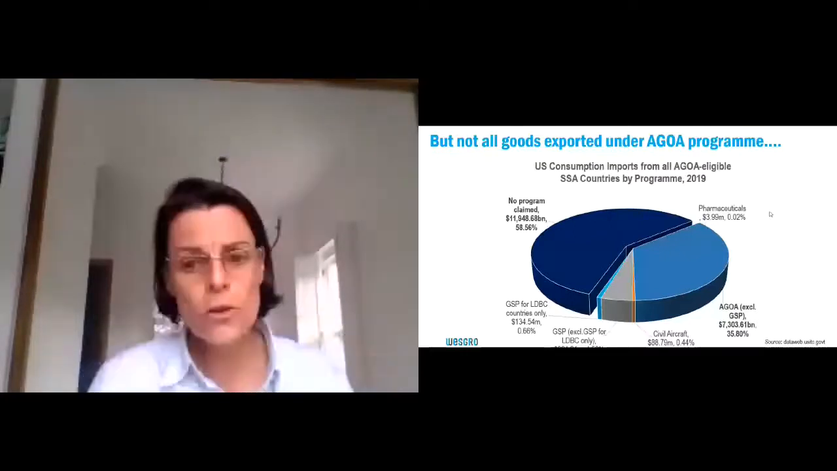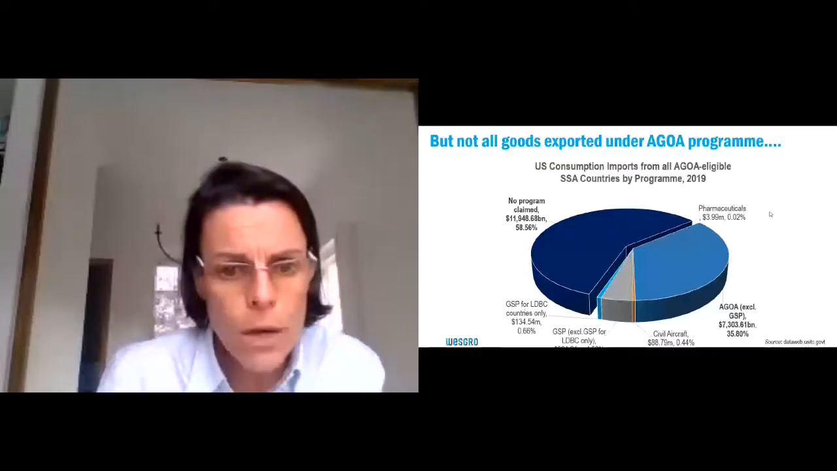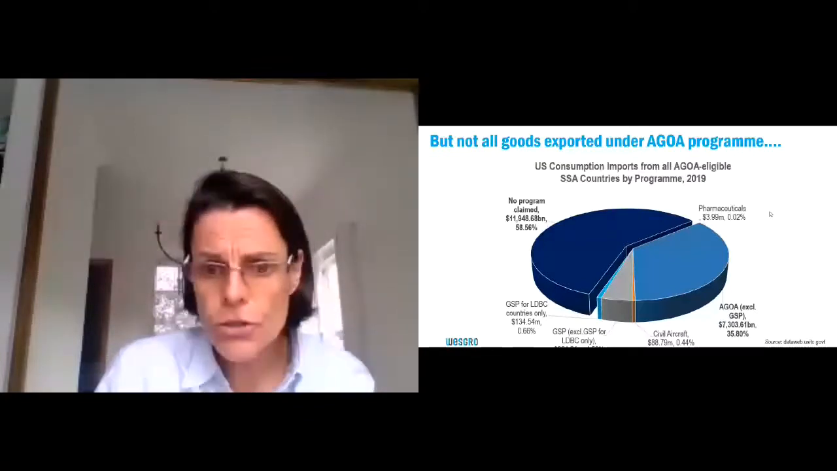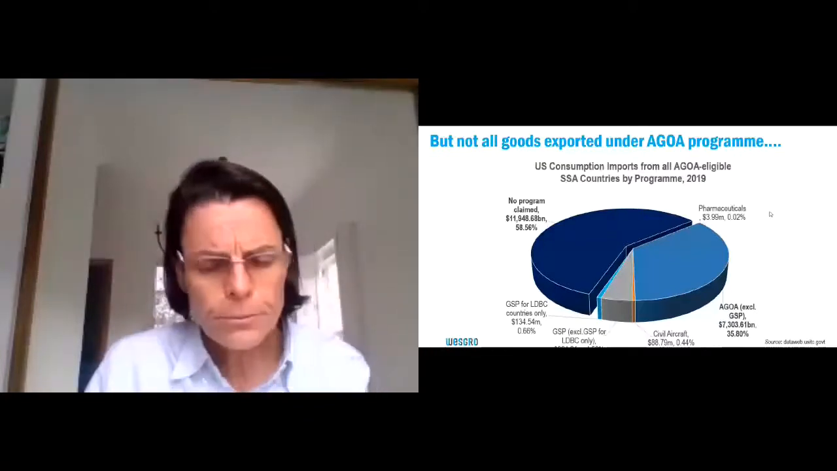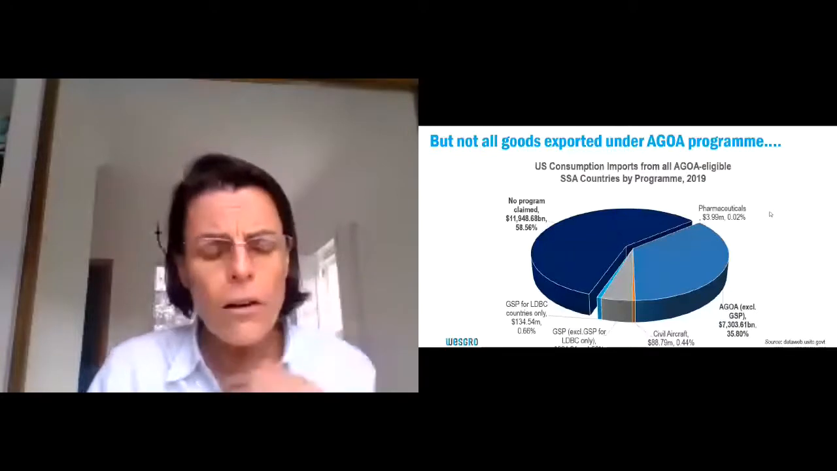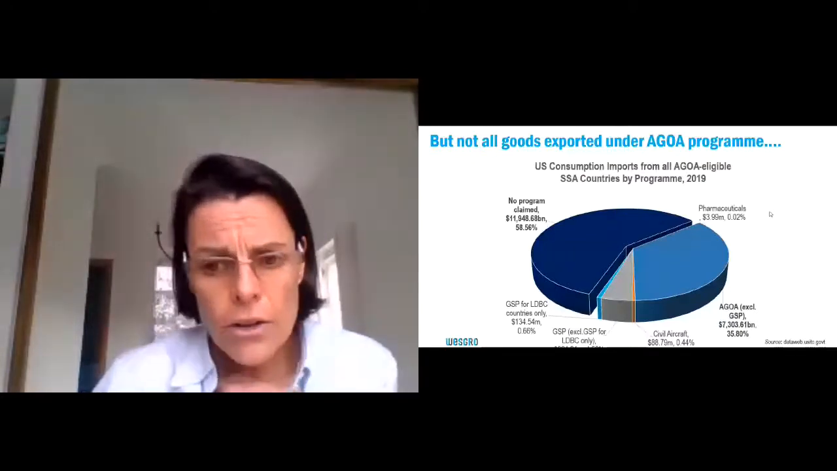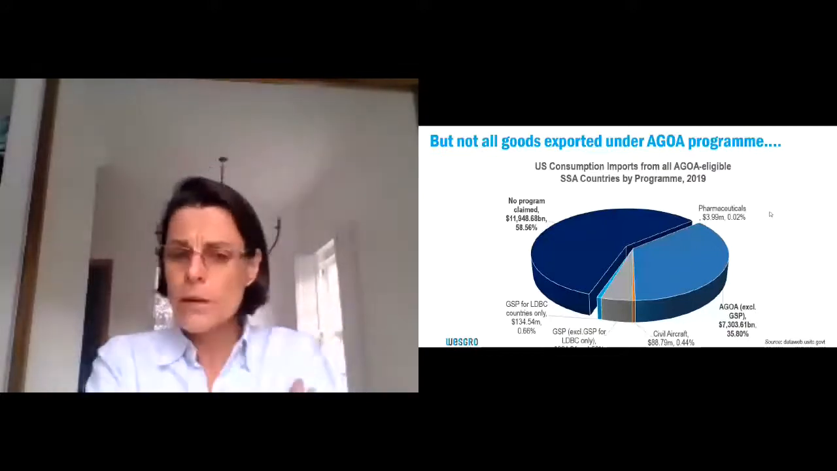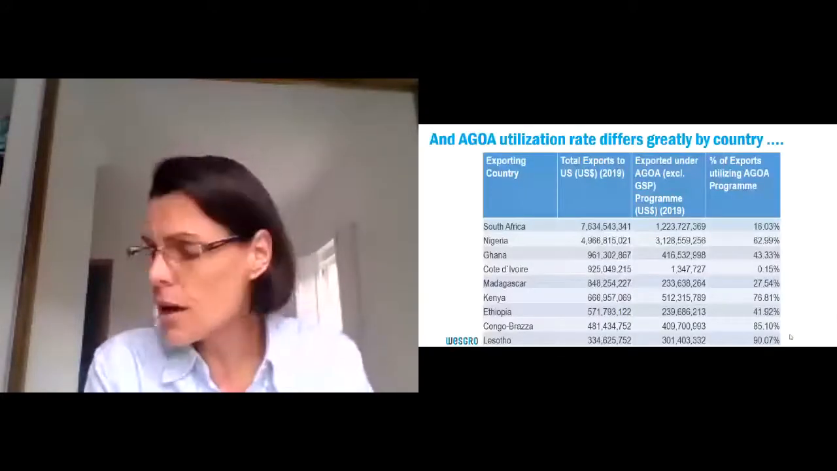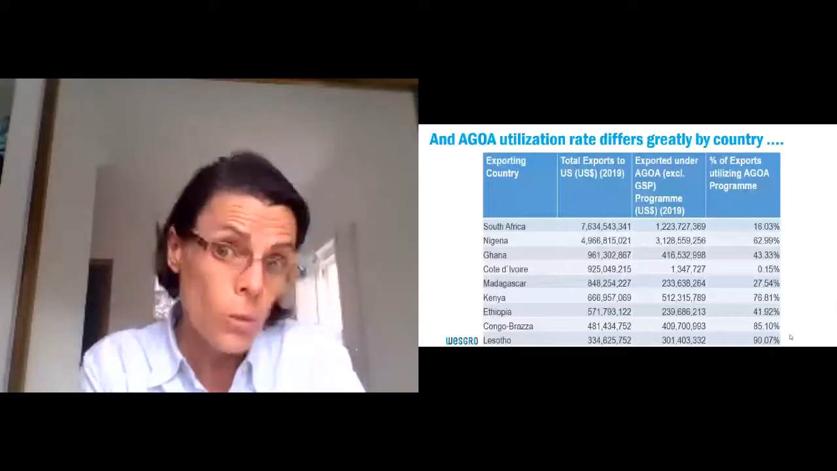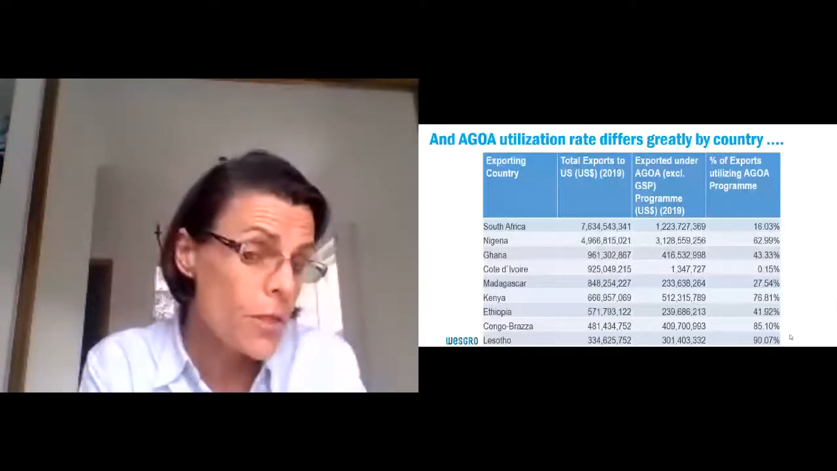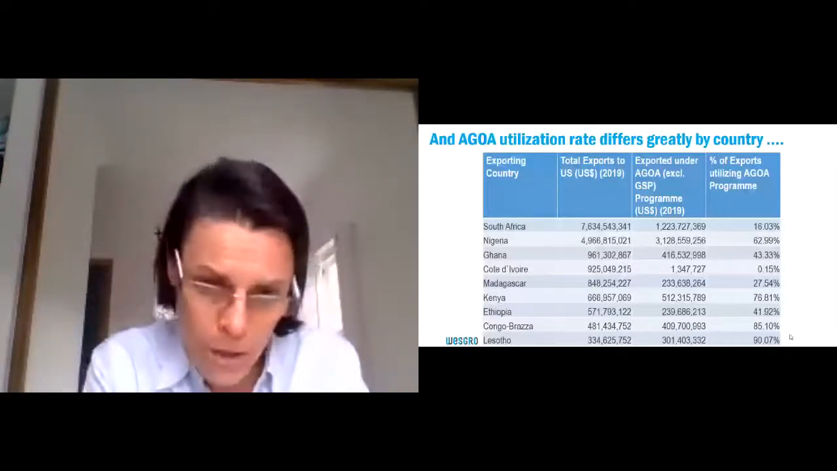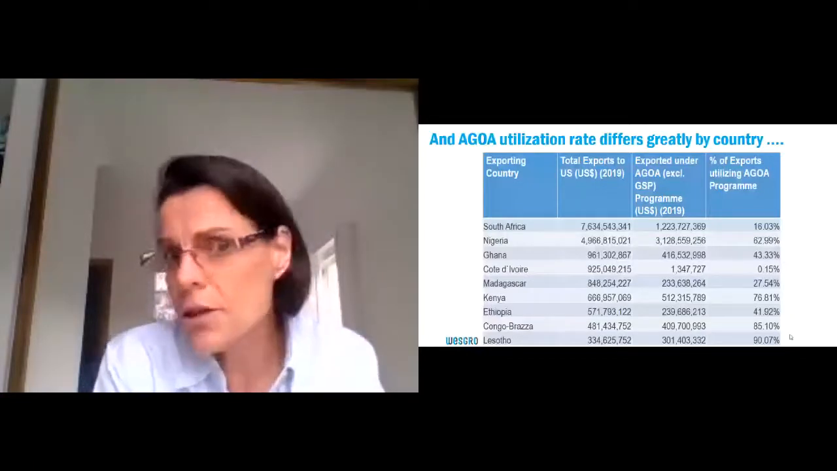the program. But if we cast our eyes down to the bottom of the slide, look at Lesotho. Lesotho, in terms of their utilization, has a far higher percentage rate at close on 90%, whereby over $300 million worth of their exports, of a total of $334 million worth, apologies, actually go under the Agoa program.